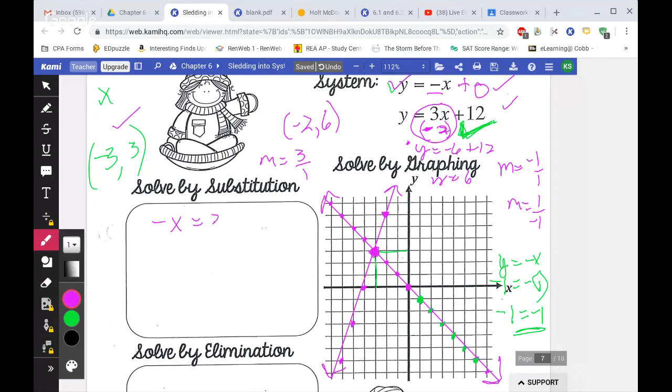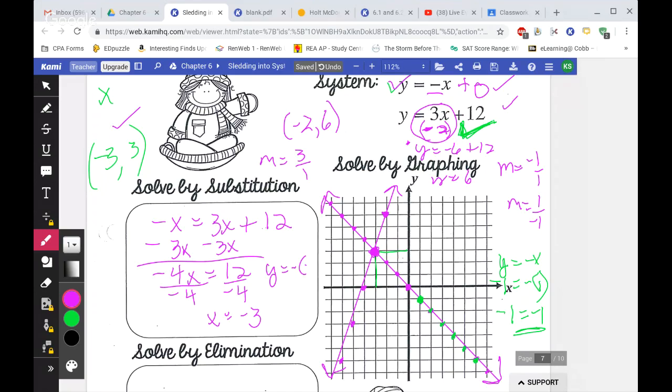So -x equals 3x plus 12. I'm going to subtract 3x from both sides. So that's -4x equals 12. Divide both sides by -4, and x equals -3. Now I'll take -3 and plug it back in, and so the solution is -3, 3.